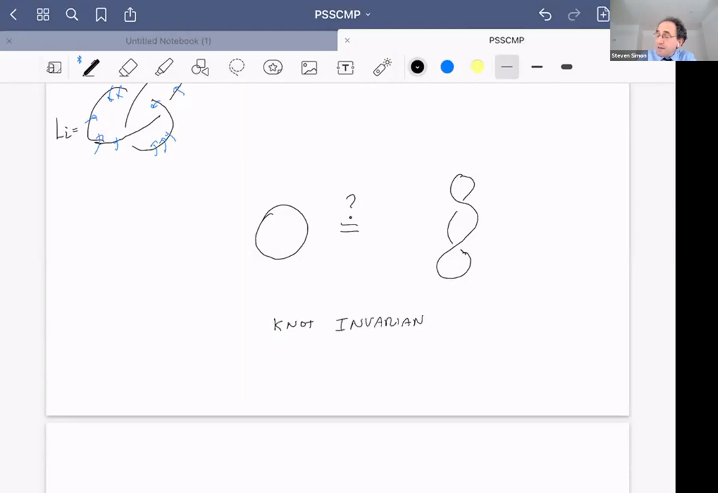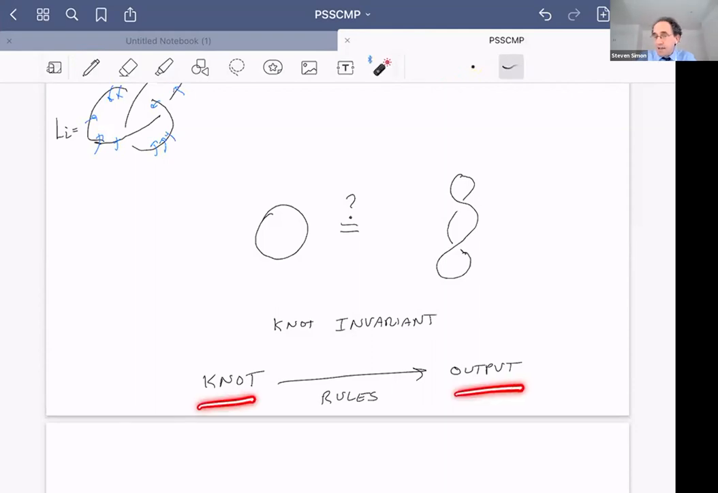Knot invariant. And a knot invariant is a mapping from a knot or a picture of a knot drawn on a piece of paper to an output. And the output could be a number, or it could be a polynomial, or a color, or an element of a group. It doesn't matter so much what the output is. What's important is what goes on in the mapping. The mapping occurs via a set of rules, and the rules are cooked up in such a way that topologically equivalent knots have to give the same output.